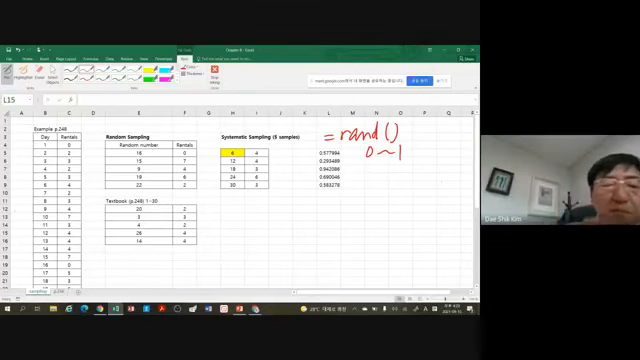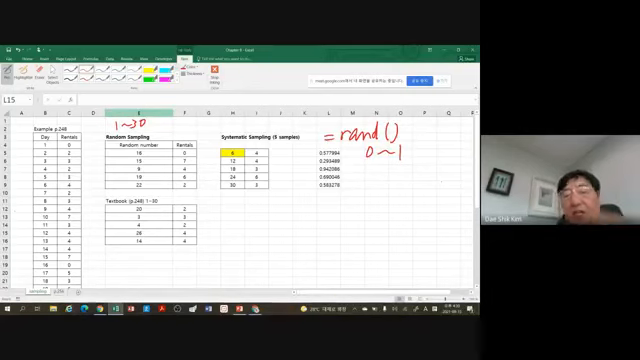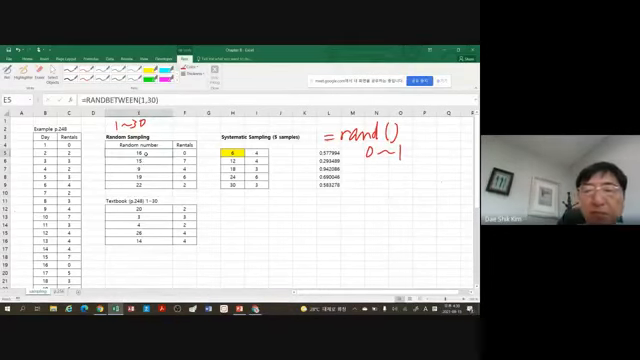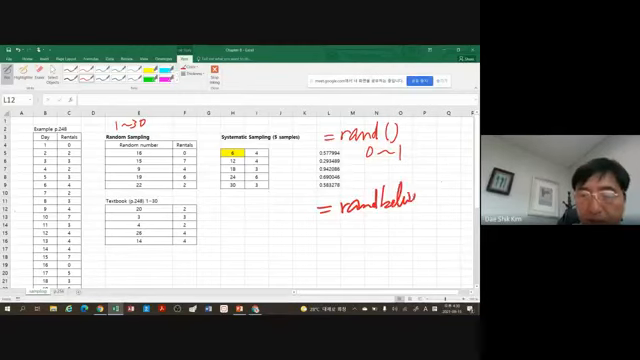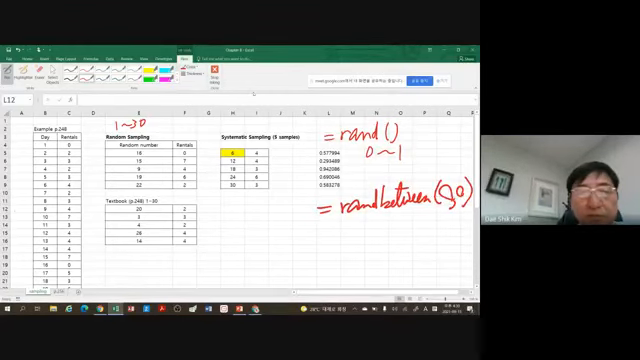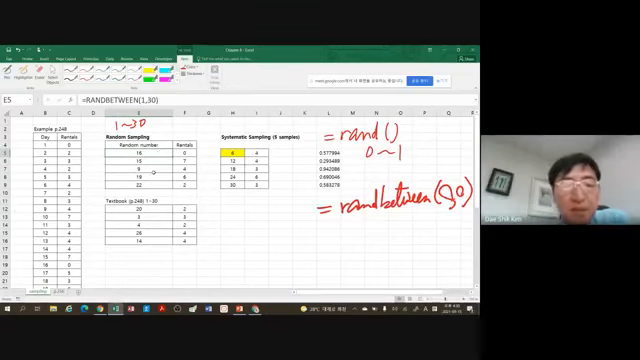If you want random numbers between 1 and 30, and we also want integers, in that case another function is, look here, RANDBETWEEN, equals RANDBETWEEN, starting number, comma, ending number, bracket. Then the formula will be RANDBETWEEN 1 to 30, and then copy and paste. You have 5. So it changes automatically. Okay.